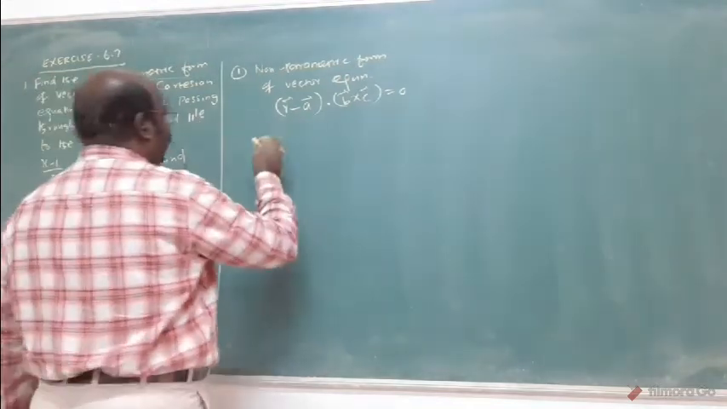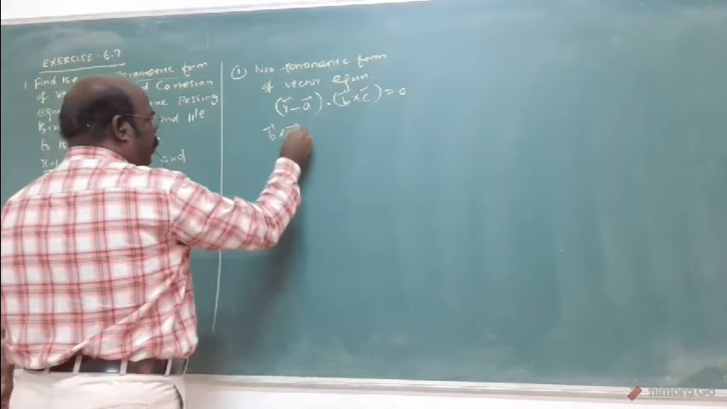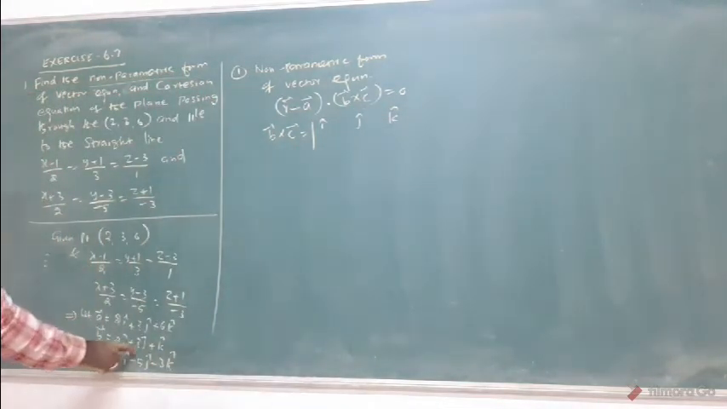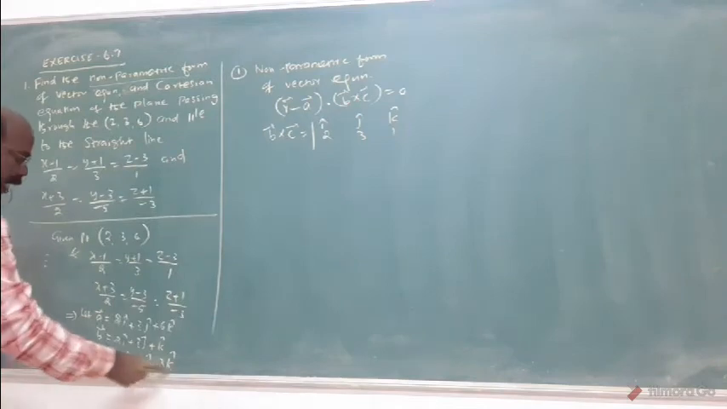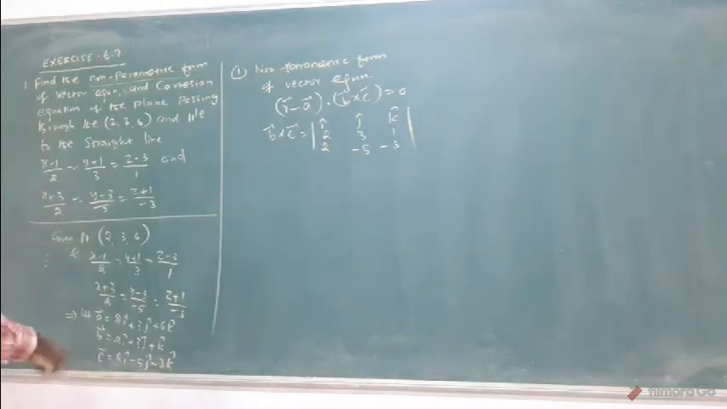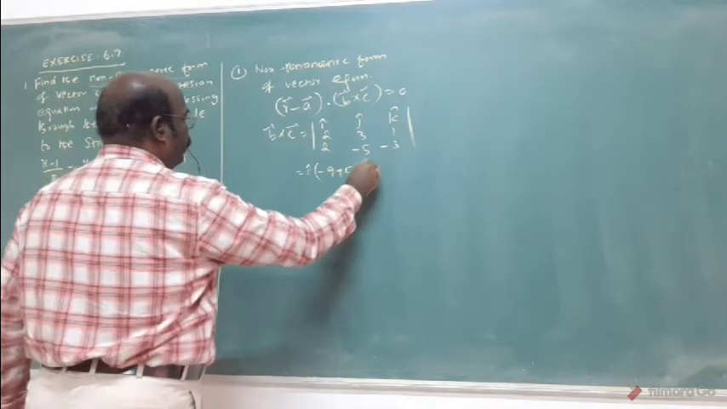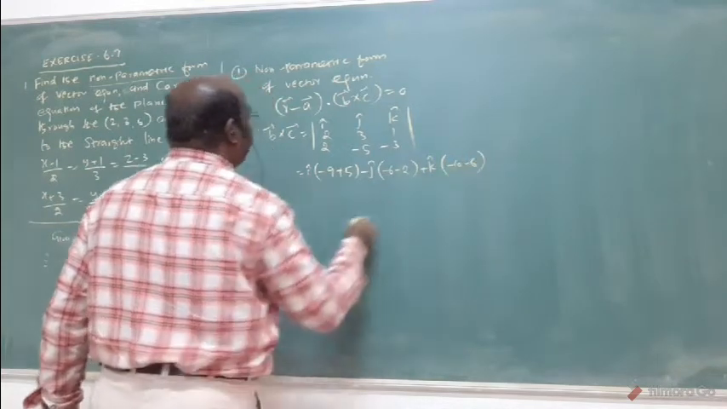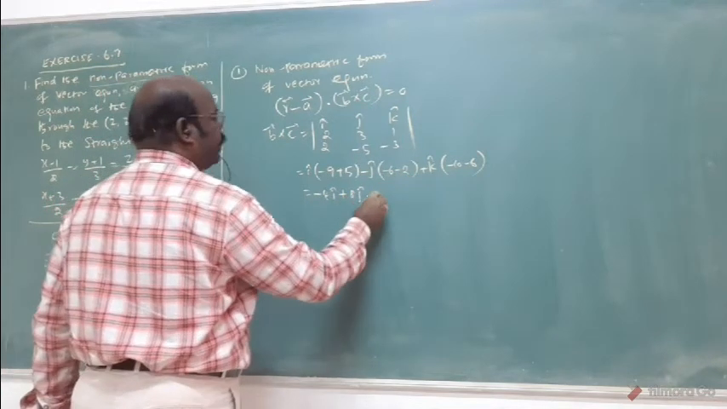That's why we need b cross c, which is the determinant with i cap, j cap, k cap. The coefficients of i, j, k for b are 2, 3, 1. The coefficients of i, j, k for c are 2, minus 5, minus 3. From the question, b vector, c vector. Now expansion: I take minus 9 plus 5 for i, j into minus 6 minus 2, and k with minus 10 minus 6. Now we get minus 4i, plus 8j, minus 16k.